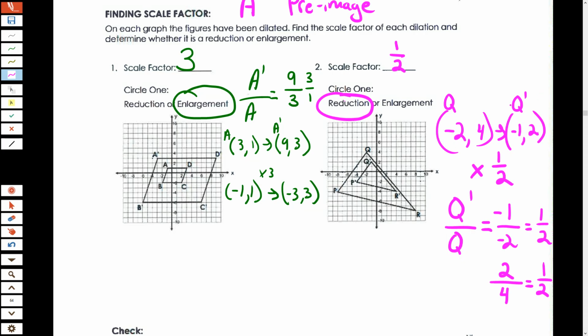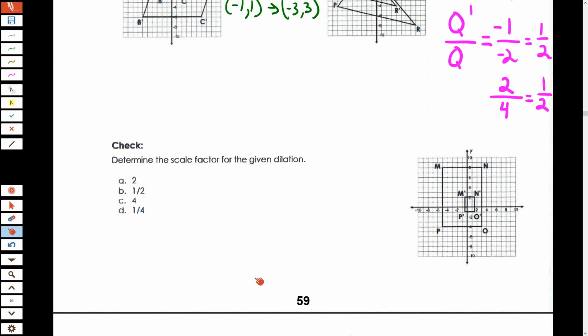All right, hopefully you guys are starting to catch on. So those are two different methods on how you can find your scale factor. You can use whichever one, and sometimes depending on which one you feel like using, different scenarios work better for different ones.